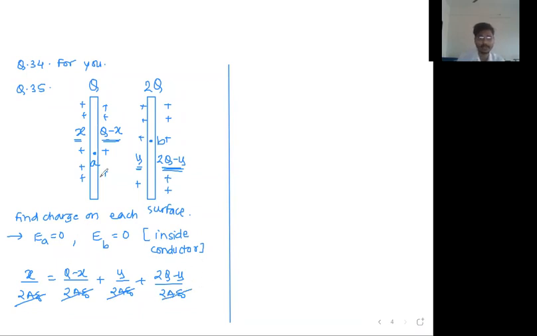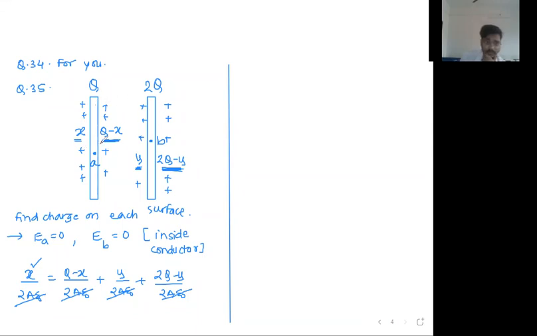Sir, this 2a epsilon 0 gets cancelled. Sir, then I could have written total charge on the left of A is equal to total charge on the right of A. A चा left वाला charge is equal to A चा right वाला charge. A चा left ला कोण आहे, x. A चा right ला कोण आहे, q minus x plus y plus 2q minus y. एवढं केलं असं तरी चाललं असतं. Yes no, reply me in the chat box.